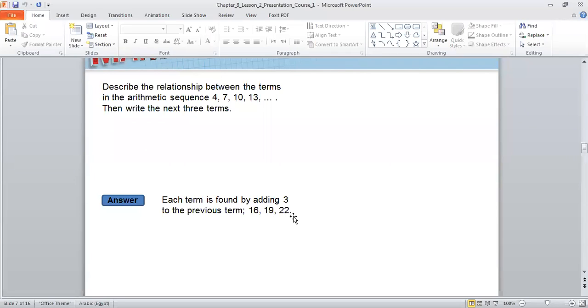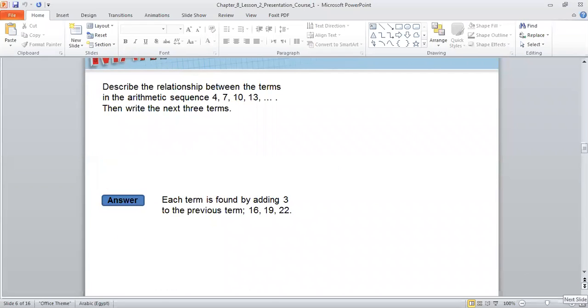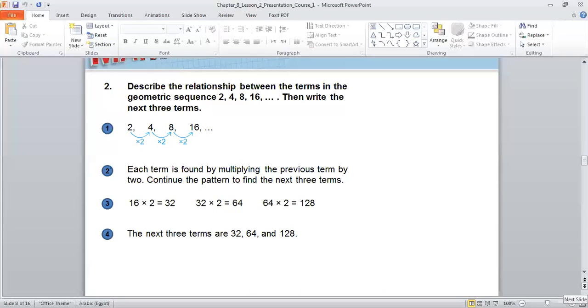What do we need to learn here? We need to learn that in an arithmetic sequence you add the same number every time. In the previous example, I add 7. Here in this example, I add 3. So maybe I add, maybe I subtract, something like this.